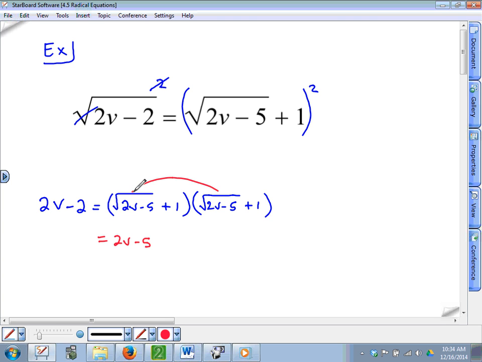Now, square root of 2v minus 5 times 1 is the square root of 2v minus 5. None of this stuff is new. We've done this before. What about 1 times the square root of 2v minus 5? Another square root of 2v minus 5. And then 1 times 1 is 1.